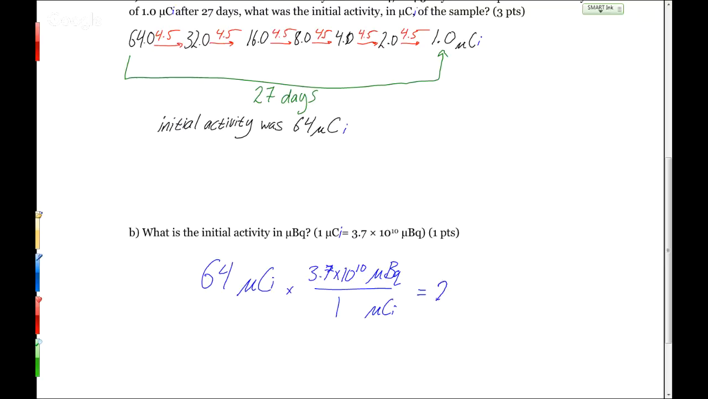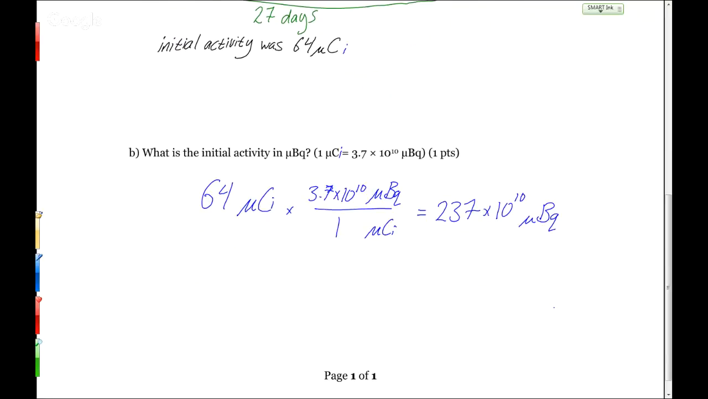So that's 237 times 10 to the 10th microbecquerel. And that's not the standard way to do scientific notation. So that would also then be 2.37 times 10 to the 12th, because you got to move that decimal 2 more times to get from 10 to the 10th to 10 to the 12th.